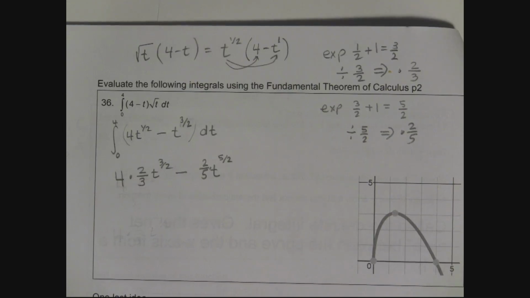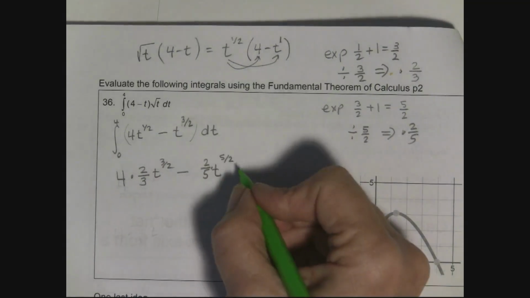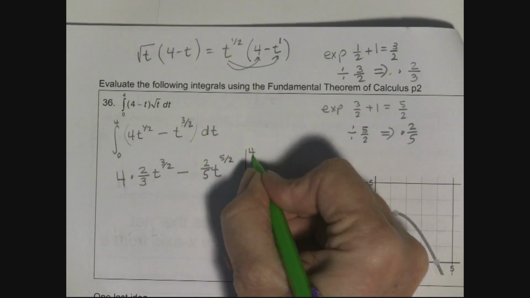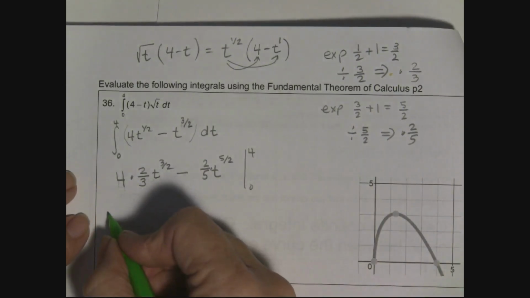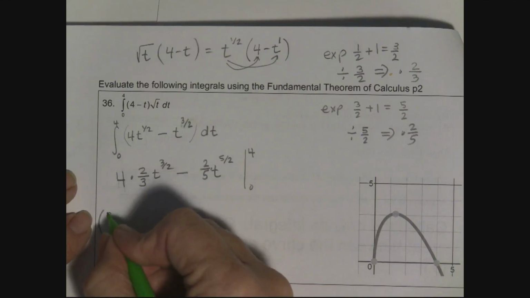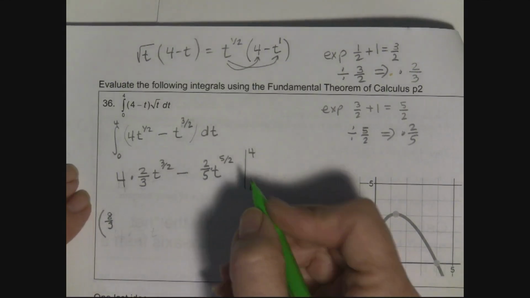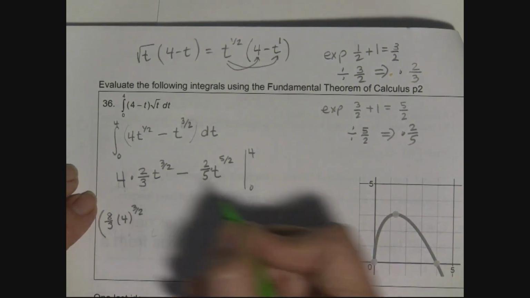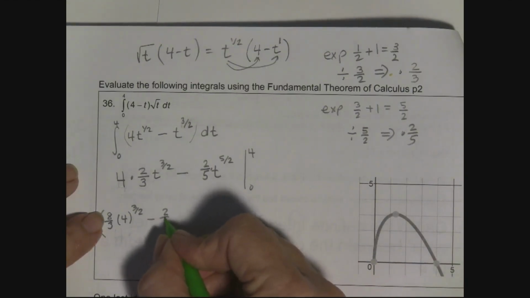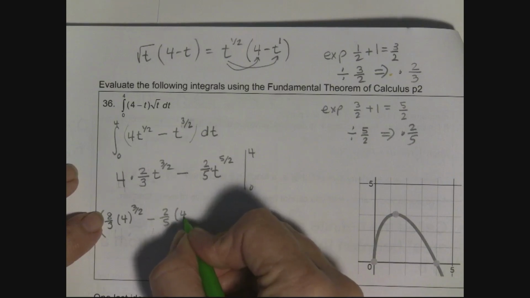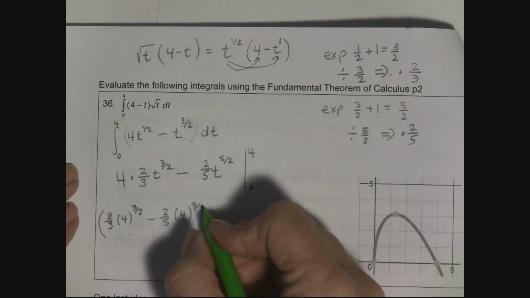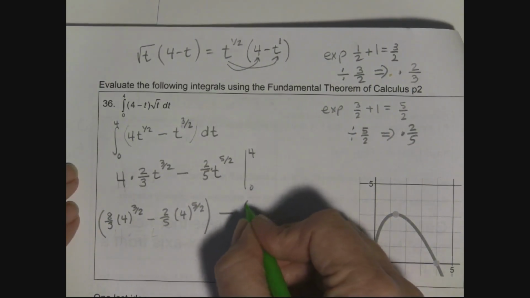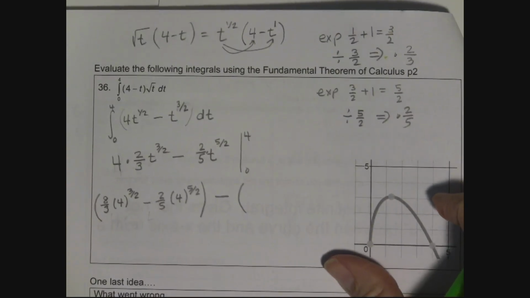Yeah, that's 8/3 right there. And we learned in the last problem that you don't have to put the plus c. So we're going to go from 0 to 4, and this is going to look like the upper bound. So this is 8/3 t to the 3/2 minus 2/5 t to the 5/2. That's the upper bound, minus the lower bound.